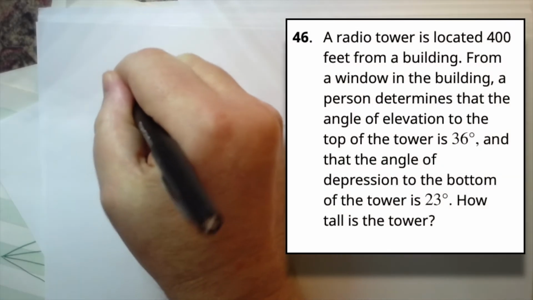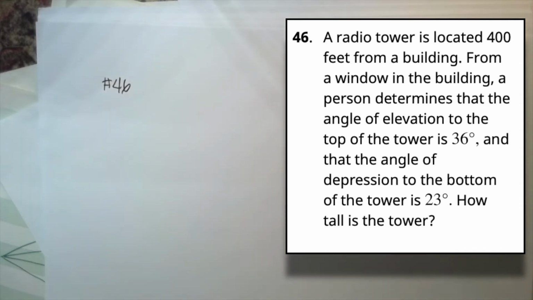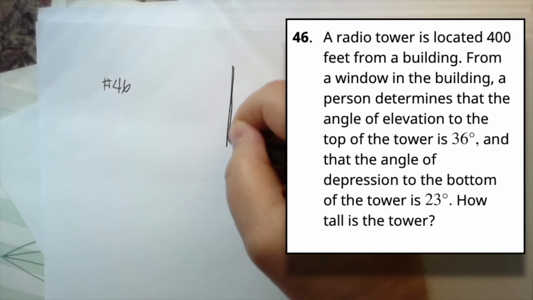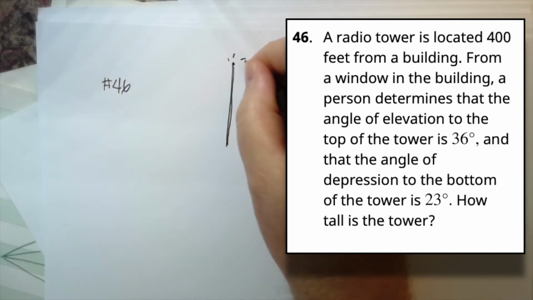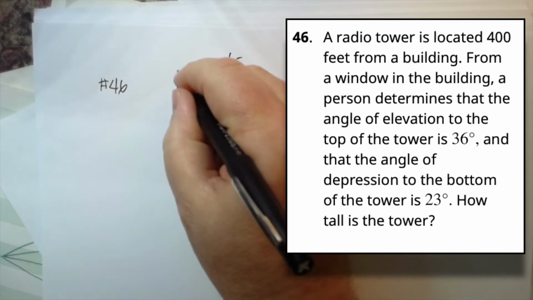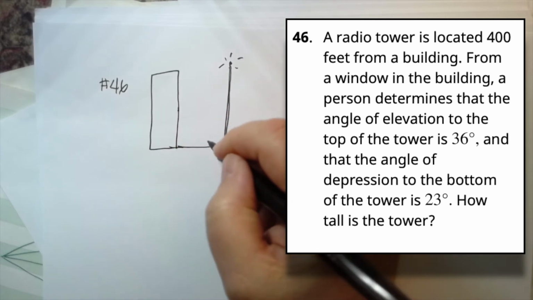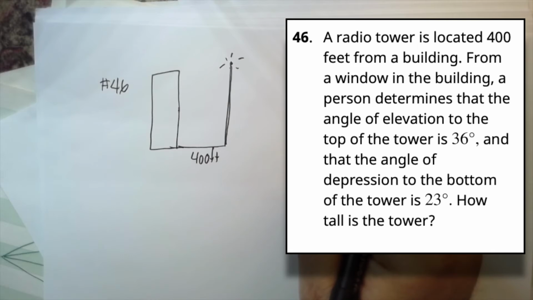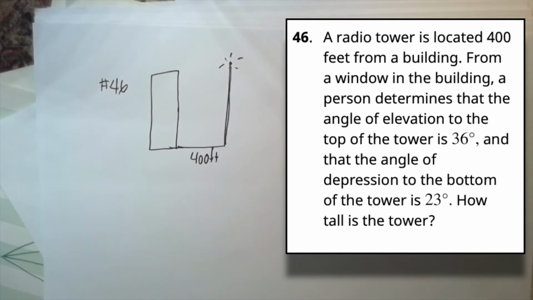Problem 46. A radio tower is located 400 feet from a building. So here I'll draw a radio tower, and it's 400 feet from some sort of building here. It doesn't say how tall it is yet. A person determines that the angle of elevation to the top of the tower and the angle of depression to the bottom of the tower are 36 and 23 degrees. How tall is the tower?